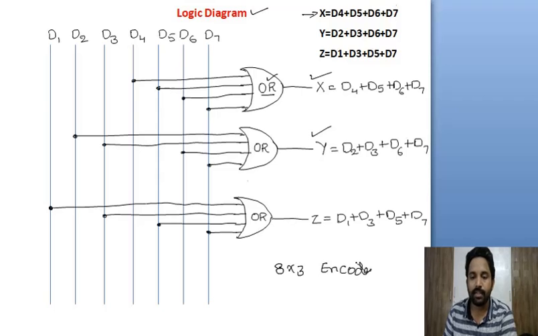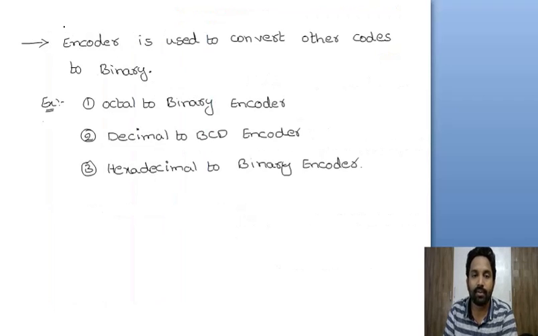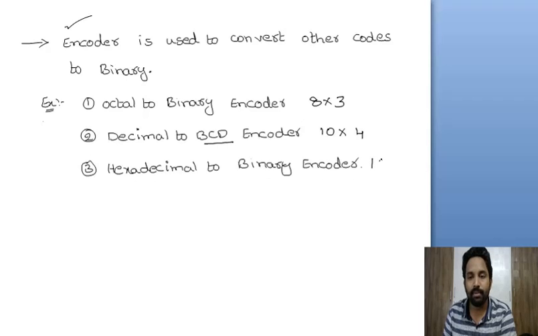Hope you understand this. What are the examples of this encoder? The examples of encoder are octal to binary, which we just discussed, that is the 8x3 encoder. Next, decimal to BCD encoder. Decimal means a total of 10 inputs are considered here, and BCD means a 4-bit BCD code. Next, hexadecimal to binary encoder. Hexadecimal means 16 inputs are considered and 4 outputs. So these are some examples of encoders.